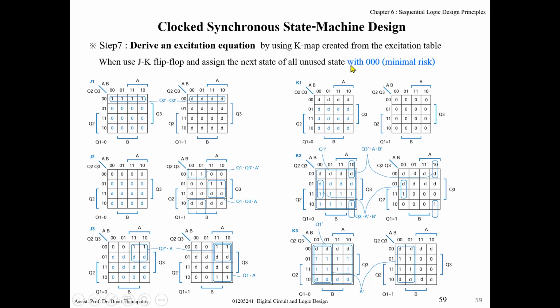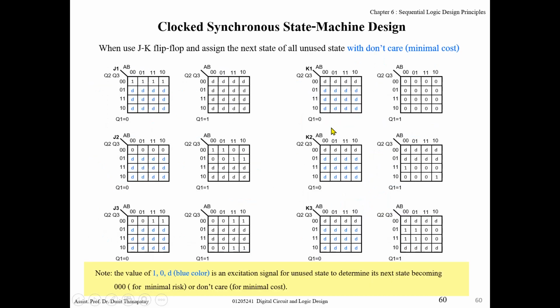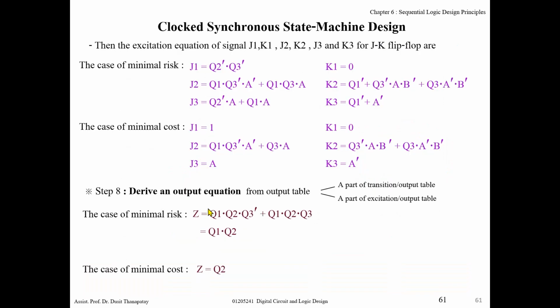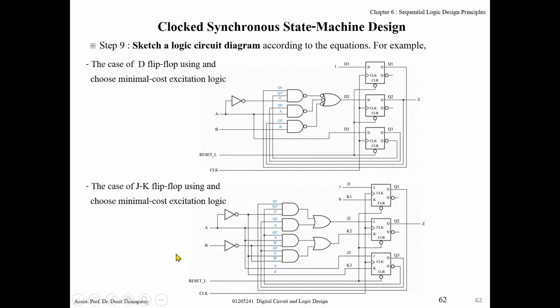And for the JK flip-flop also, I show you two cases, minimal risk and minimal cost. After that, you use this K-map to find the excitation equation and output equation. So you get this excitation equation for J1, J2, J3, and K1, K2, K3 for minimal risk and minimal cost, and output Z for both cases. After that, you just implement the circuit for this excitation equation and output equation. Okay, that's all.